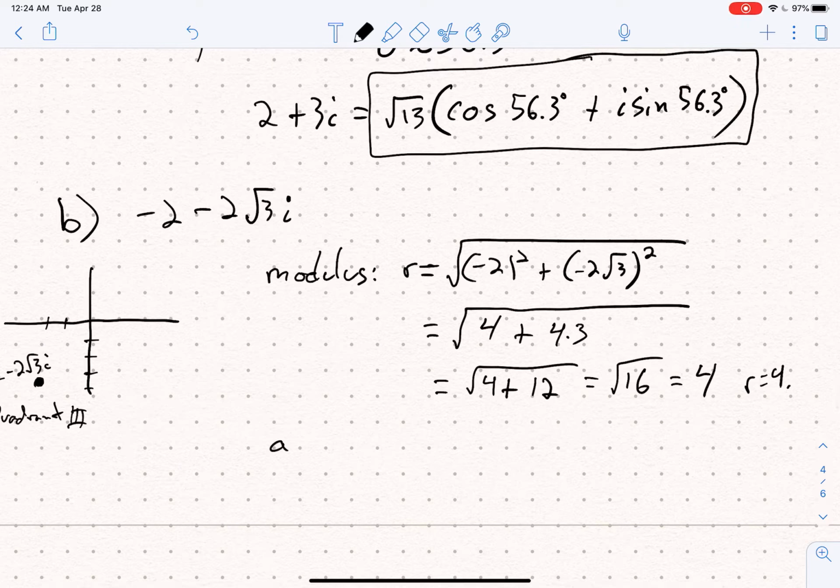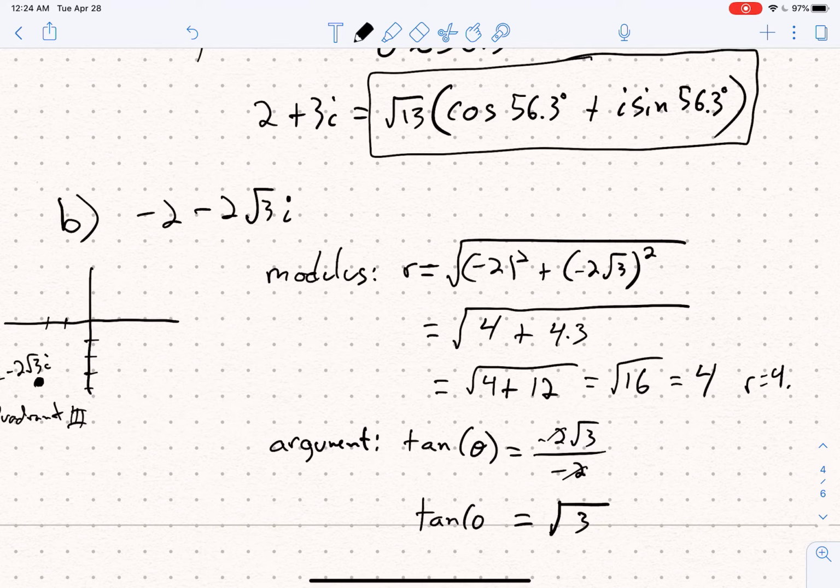Now let's find the argument, or the angle. Well, what we know is that the tangent of our angle is equal to b over a, which is negative 2 radical 3 over negative 2. The tangent's equal to that. Well, we can do a little simplifying on the right-hand side there, so we have that tangent theta is equal to, the negative 2's cancel, and they leave behind just radical 3 over 1, or just radical 3. So tangent of theta is equal to radical 3.